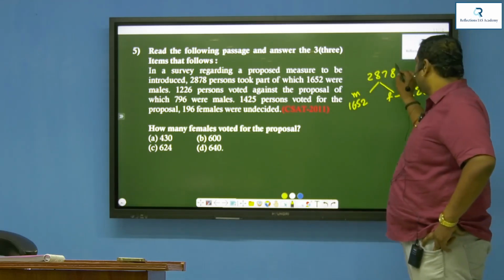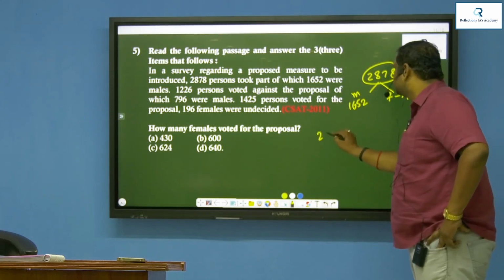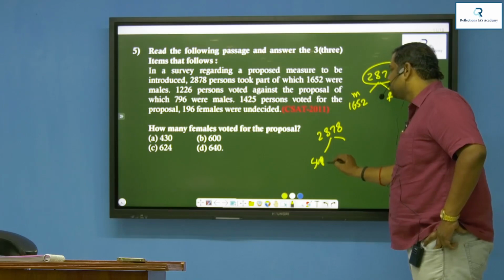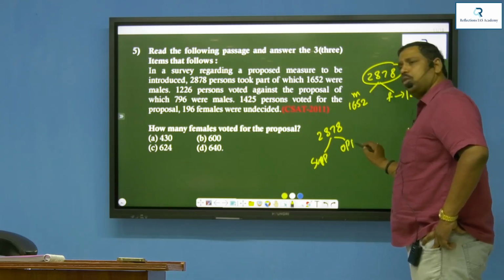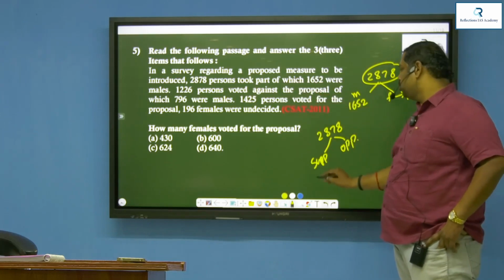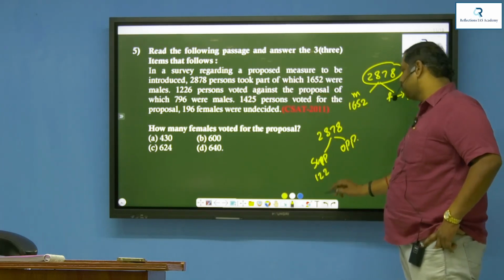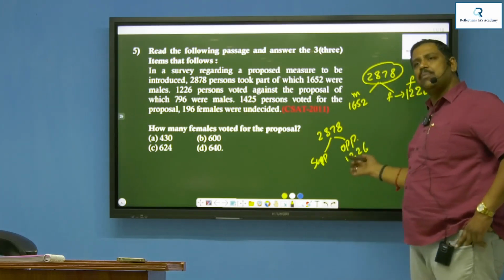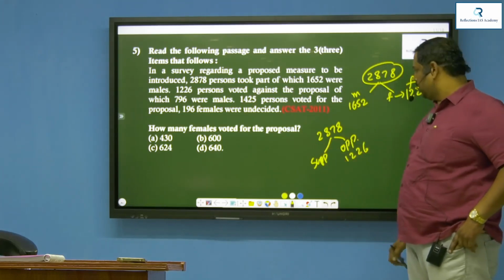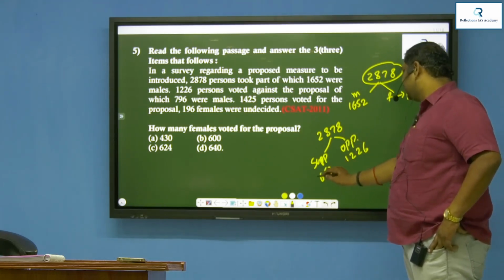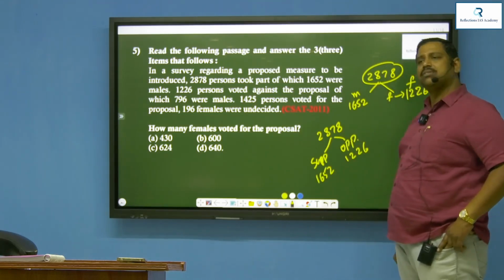Means among these 2878, again he is classifying. Some members supported, some members opposed, right or wrong? How many members opposed it? 1226. Those are opposing. 1226 opposed. Means the remaining members supported. The difference is 8 minus 6, 2, 7 minus 2, 5, 6 and 1. So 1652 members supported.